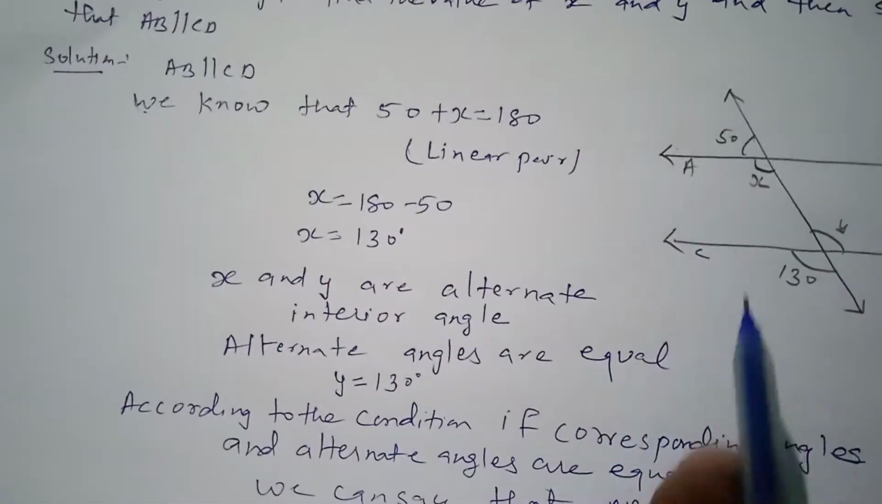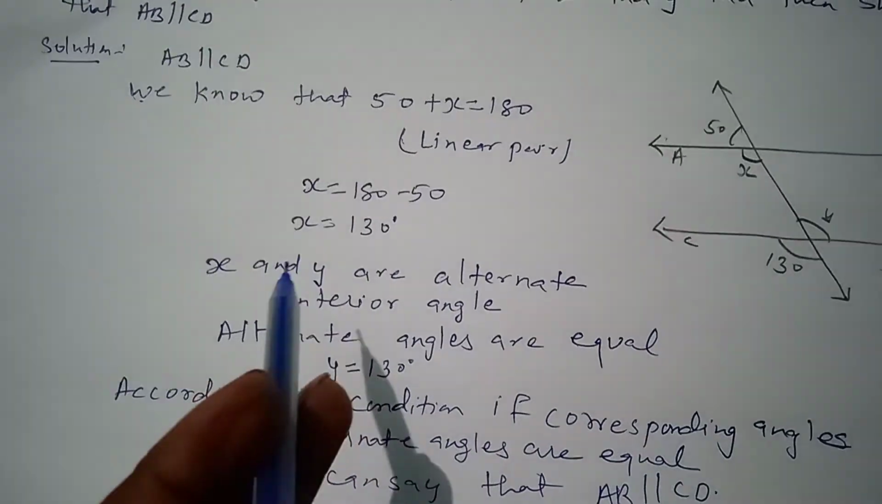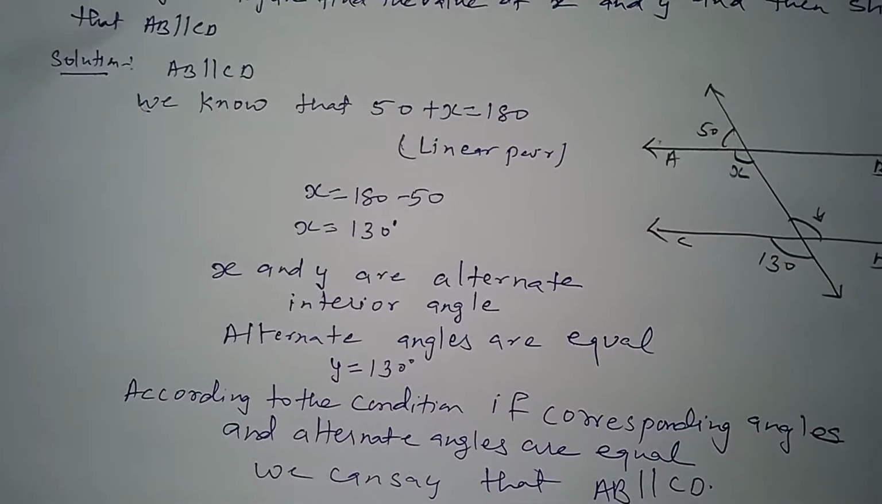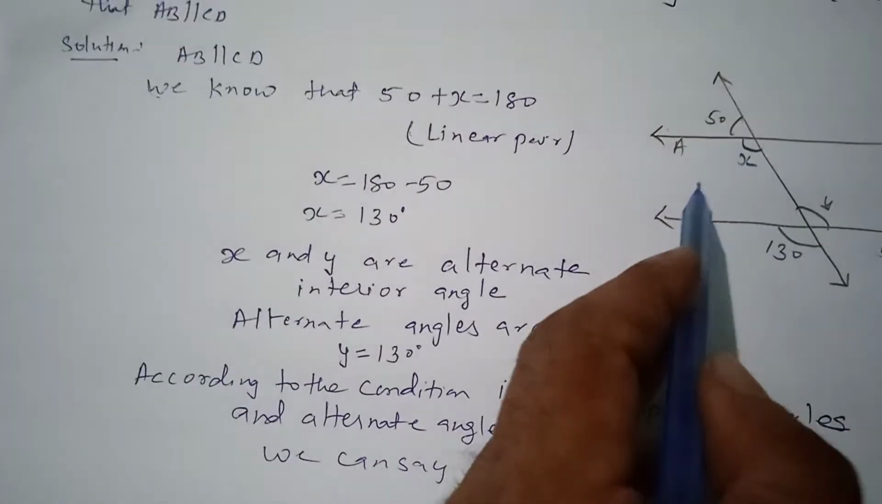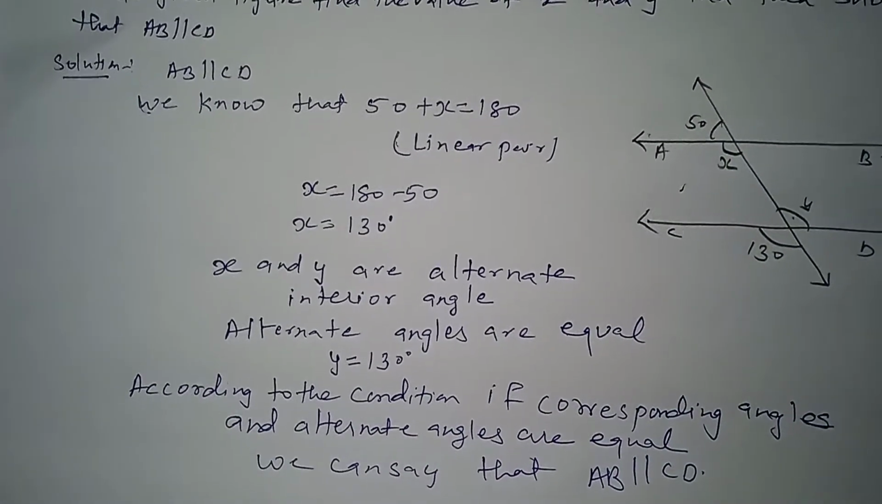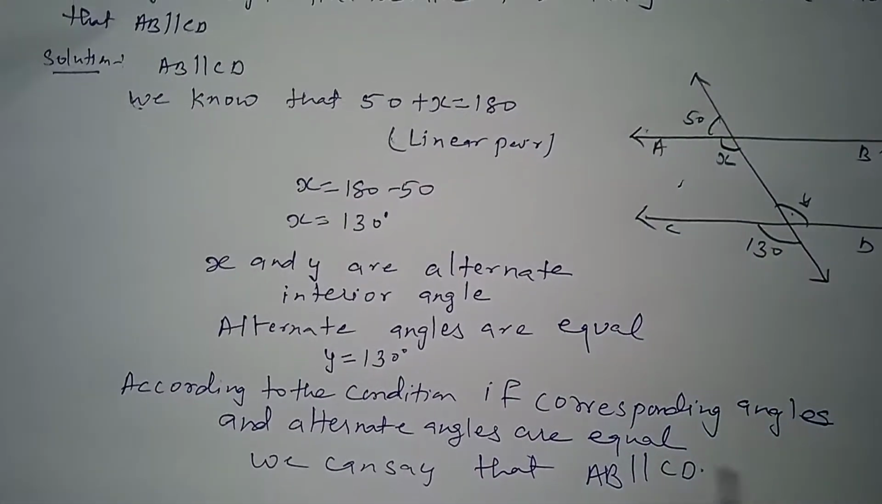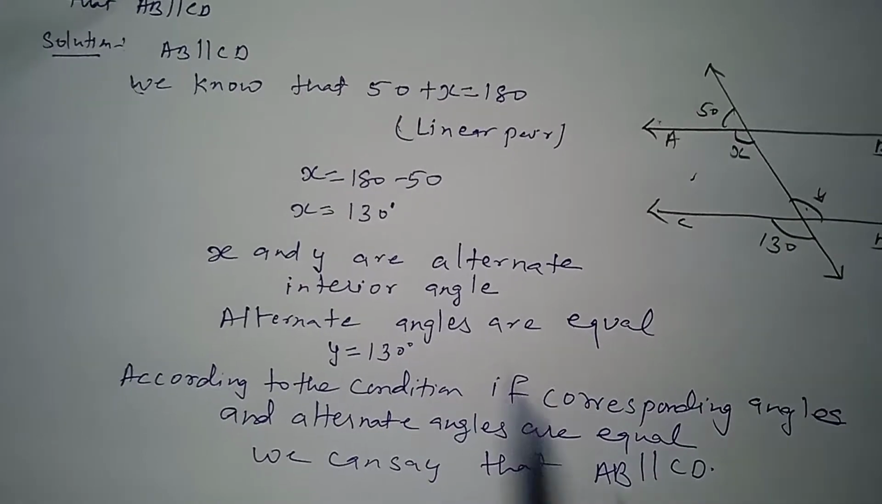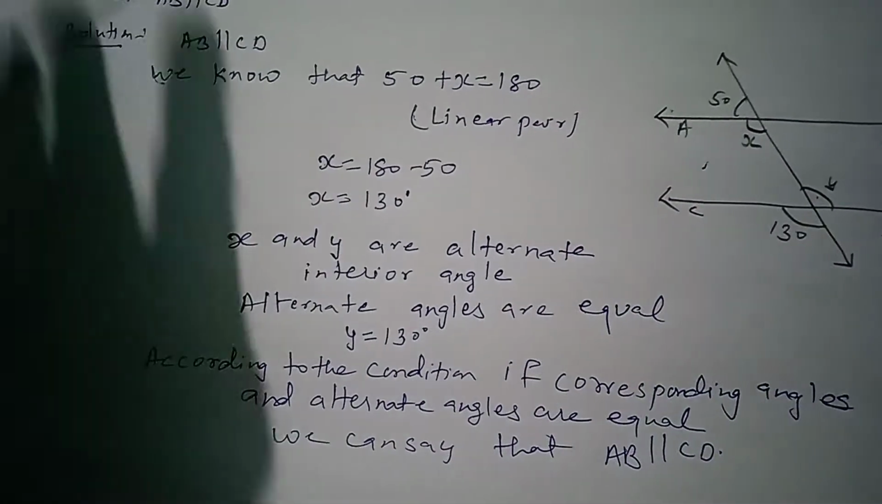50 plus x is equal to 180, angles forming linear pair. X is equal to 180 minus 50, we are getting 130. X and y are equal, alternate angles. If corresponding angles and alternate angles are equal, then we can say AB parallel to CD. Now let us see the second sum.